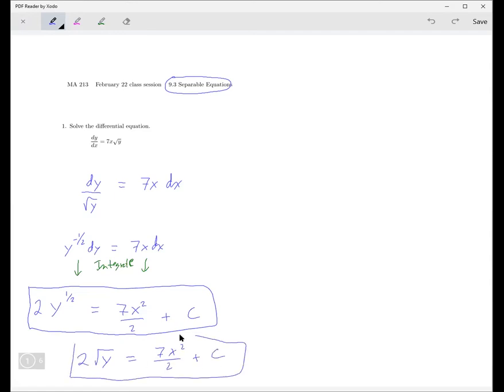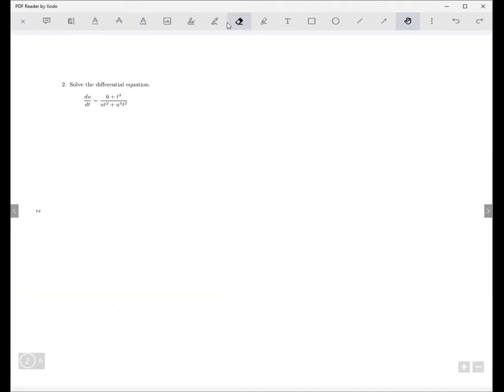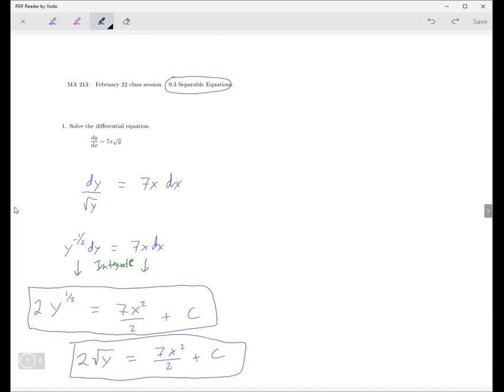Maybe it's better to write, instead of y to the 1/2, the square root of y. This will for sure work. And if you want, you could go a step further and try to solve for y, but that's not necessarily what we need to do here. We don't need to have it explicitly defined; implicitly defined is okay. Okay, any questions about that before we move on?